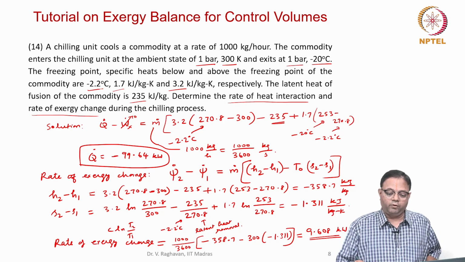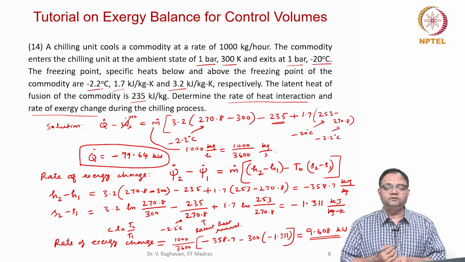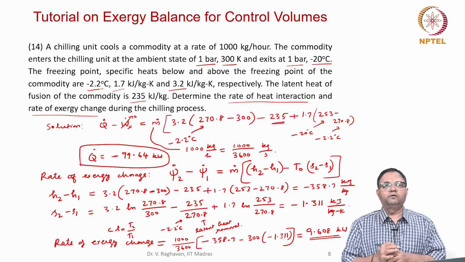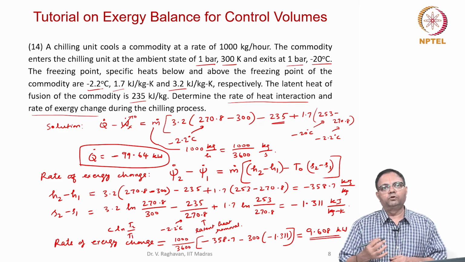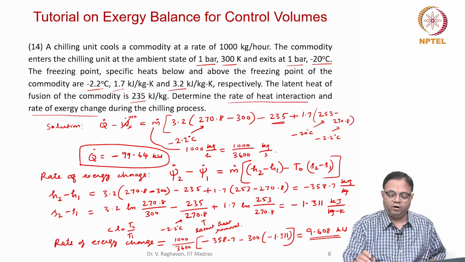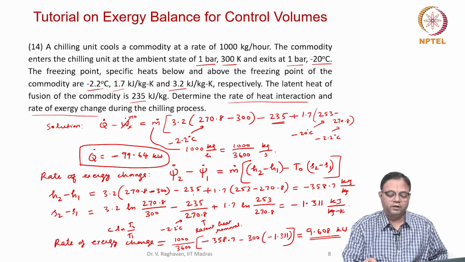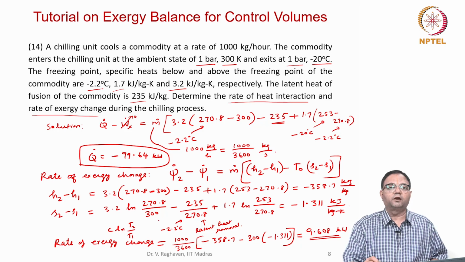So, this is about this problem where a phase change occurs and we are using different Cps when the commodity is below the freezing point or above the freezing point, and we should not forget to include the latent heat in the enthalpy change calculation and the latent heat divided by the freezing point temperature in the entropy change calculation.